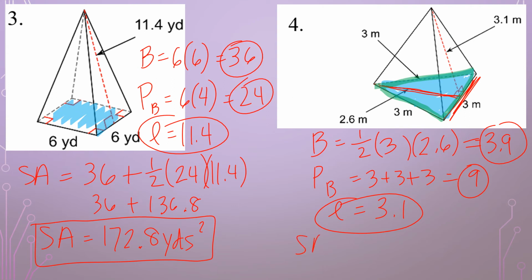So to find the surface area, we need to do B, which is 3.9, plus 1/2 times P, which is 9, times 3.1 for the L. You'd have 3.9 plus 1/2 times 9 times 3.1 is 13.95. You would add those two together and you would get 17.85 meters squared. Sorry, that's kind of small down there.